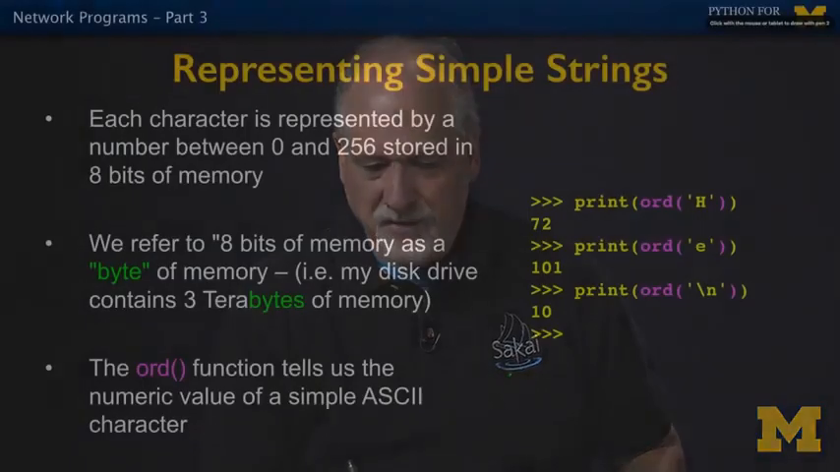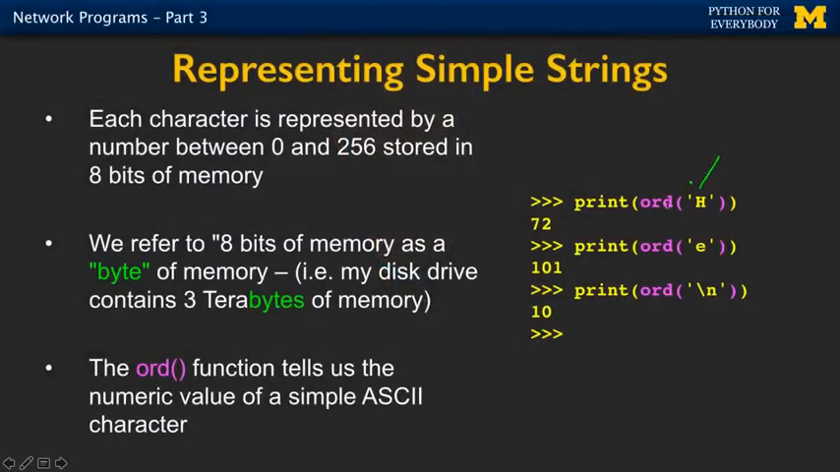And so there is this function, as long as you're dealing with simple values, that you can say, hey, what is the actual value for the letter H? And it's called ord, which stands for ordinal. What's the ordinal? What is the number corresponding to H? And that's 72. What's the number corresponding to lowercase e? It's 101. And what's the number corresponding to new line? And that is a 10. Remember, new line is a single character.